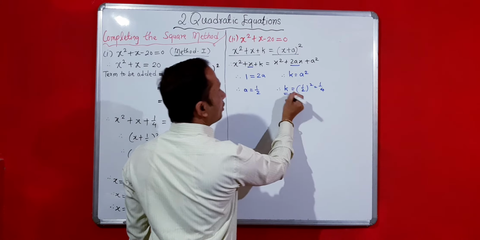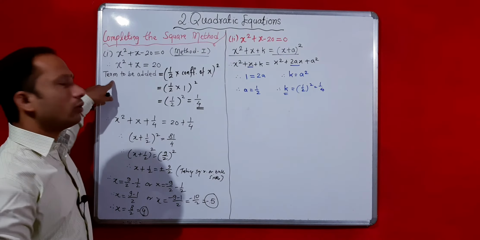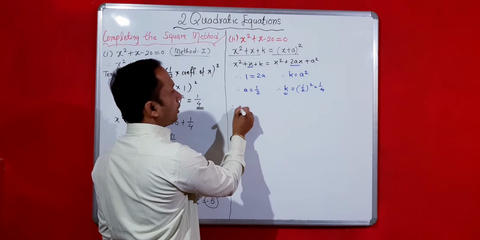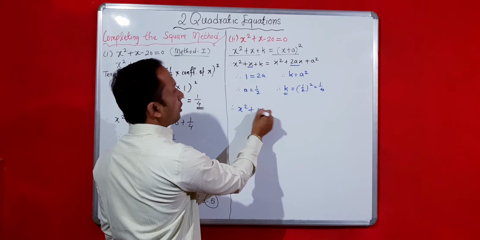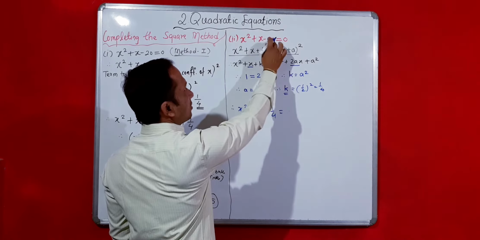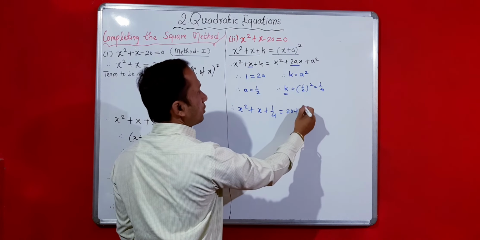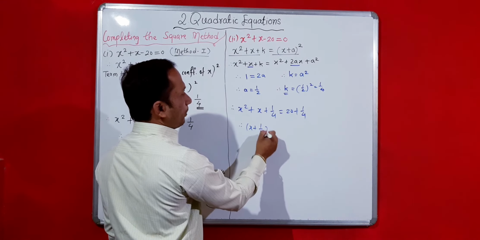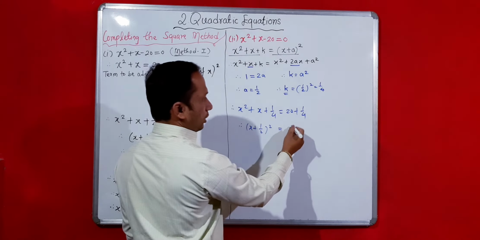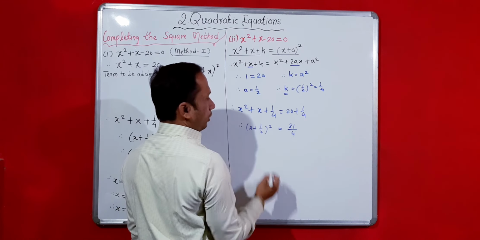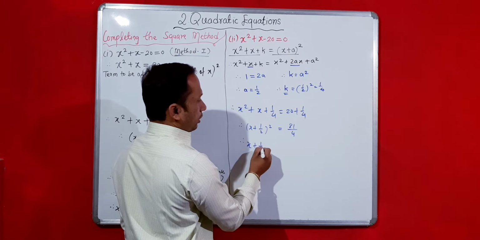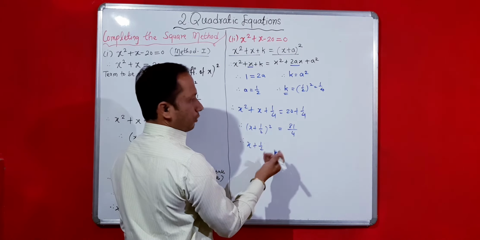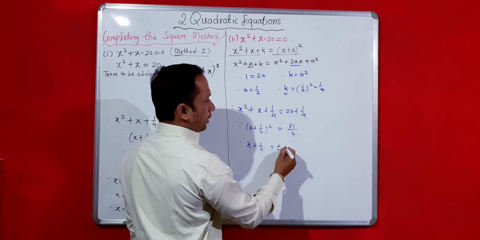So this k is nothing but the constant term we have to add on both sides of the given equation. Therefore I can write x square plus x plus 1 upon 4. I am just rearranging this equation: 20 plus 1 upon 4. So I will get (x plus 1/2) bracket square is equal to 81 upon 4. Either you can take the square roots on both sides directly, no problem. By taking square roots on both sides I will get 9 upon 2.